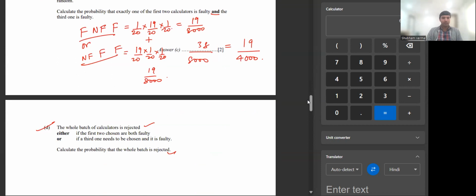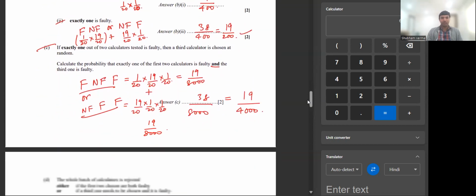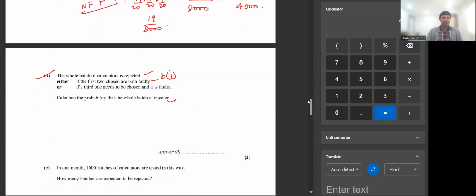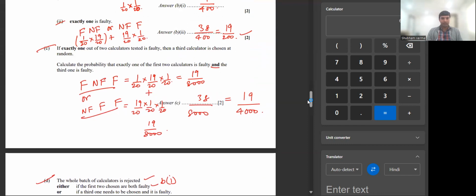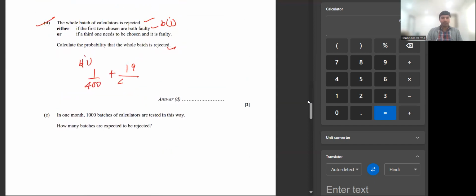So either the first two chosen are both faulty, which is part B, or a third one needs to be chosen and it is faulty. What is the probability of both are faulty? B1 is 1 by 400. Or means plus. If a third one needs to be chosen and it is faulty, we have done this in part C, that is 19 by 4,000. So all you have to do is add them together.